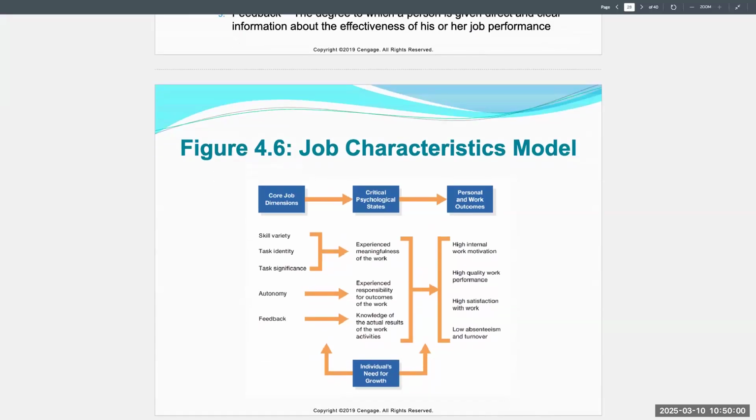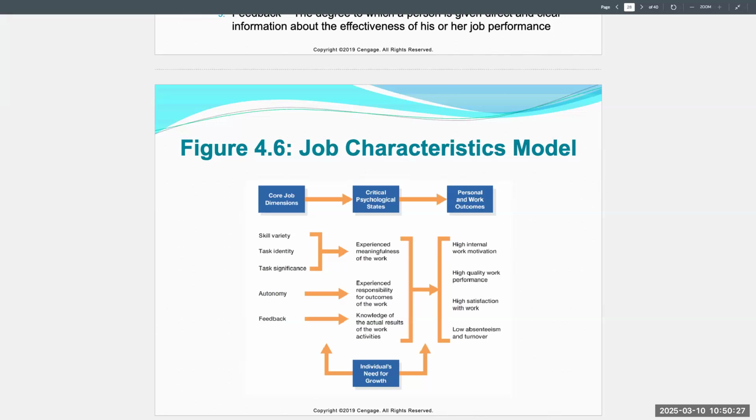So what we're just going to do is very quickly go through the job characteristics model. This consists of 5 core job dimensions, and it leads through 3 critical psychological states and results in personal and work outcomes that benefit both the employees and the organizations. Now, what are these things? They are skill variety, task identity, task significance, autonomy, and feedback.